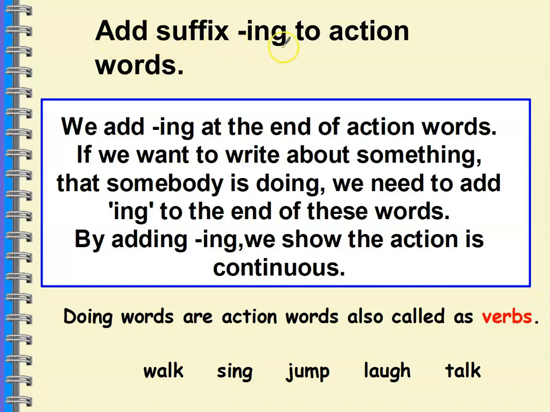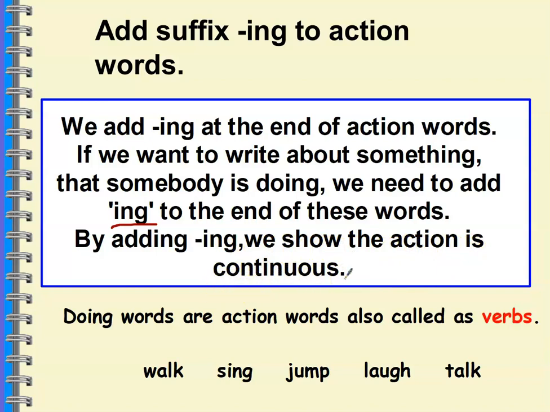Add suffix ing to action words. We add ing at the end of action words if we want to write about something that somebody is doing. We need to add ing to the end of these words. By adding ing, we show the action is continuous.